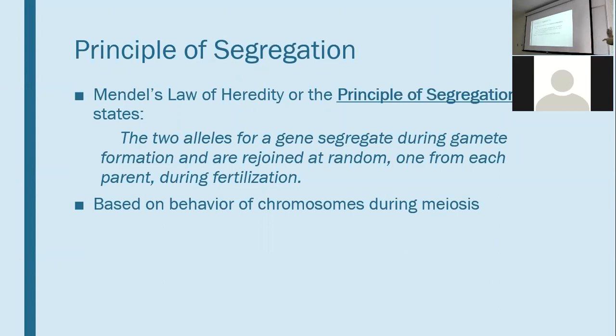This is based on the behavior of those chromosomes during meiosis, specifically metaphase 1, right? That independent assortment is what causes this to happen, where we split maternal and paternal homologs apart into separate gametes or haploid cells.